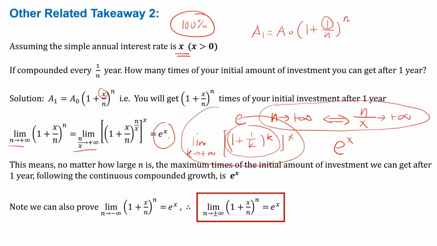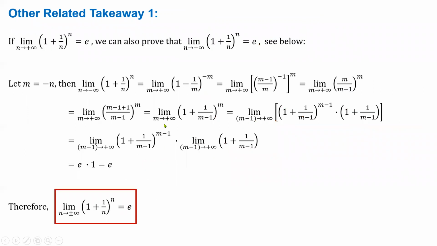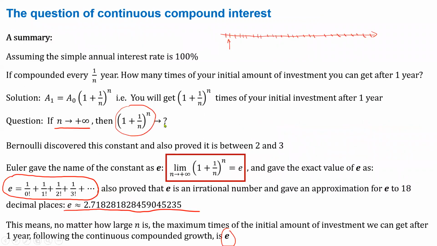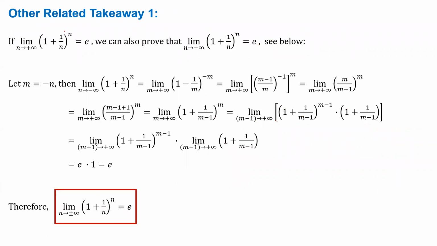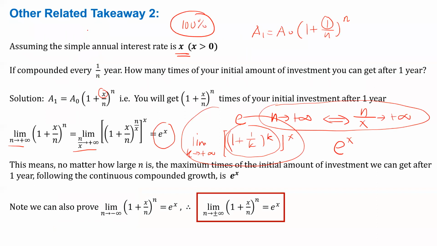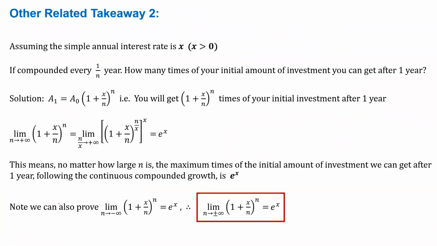So note here when x is 1, which is 100%, this expression is e to the power of 1, which is e, right? This is in accordance with our previous discussion, right? When x equals 1, the limit of this expression is e to the power of 1, which is actually e, right? And in this way, if x is not 1, is not 100%, then this limit is e to the power of x.